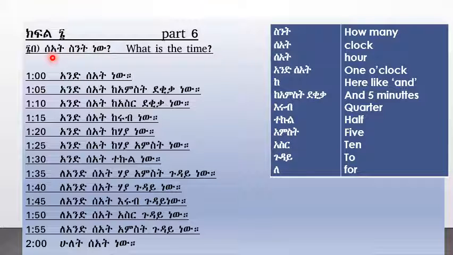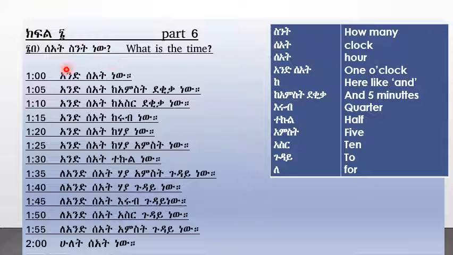First I have to explain some words here. ስንት, how many? So in English we say "what is the time?" In Amharic we say "how many is the time?" So, ሰዓት ስንት ነው?